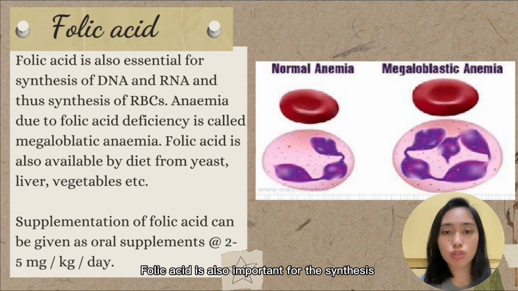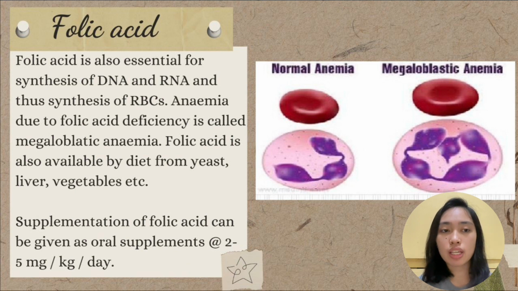Folic acid is also important for the synthesis of DNA and RNA and the synthesis of red blood cells. Anemia due to folic acid deficiency is also called megaloblastic anemia. Folic acid is also available by diet from yeast, liver, vegetables, and many more. Supplementation of folic acid can be given as oral supplements at 2 to 5 mg per day per kilogram.